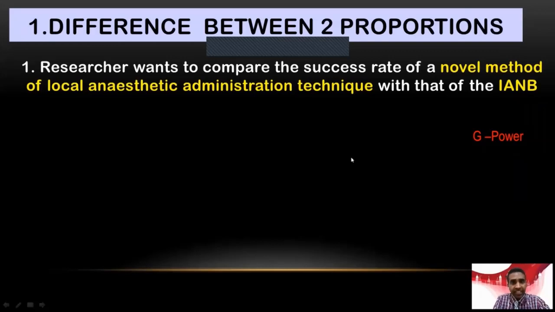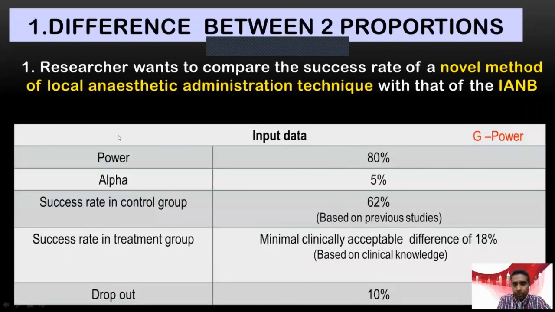Now, what are the input data we have to give? We need to give power at 80%, alpha at 5%. You can change it from 80 to 90, 99, anything. Success rate in the control group based upon the previous studies, inferior alveolar nerve block, is 62% success. And the researcher wants the success to be at least 80%. They wanted the minimal clinically acceptable difference to be 18% with this novel technique.